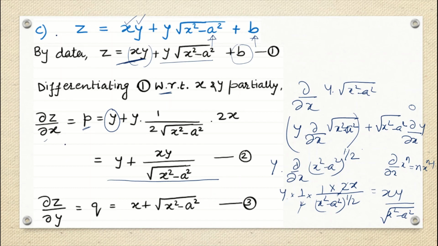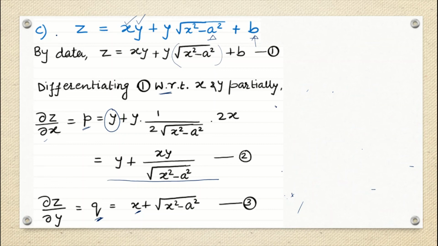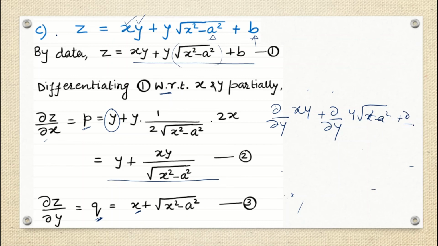So ∂z/∂y is called q, right? The left hand side is q. And what about my right hand side? In the right hand side, ∂/∂y of this term will give you how much? The very first term is x only. That is ∂/∂y of xy plus ∂/∂y of y√(x² − a²) plus ∂/∂y of b. So this will give you x only.